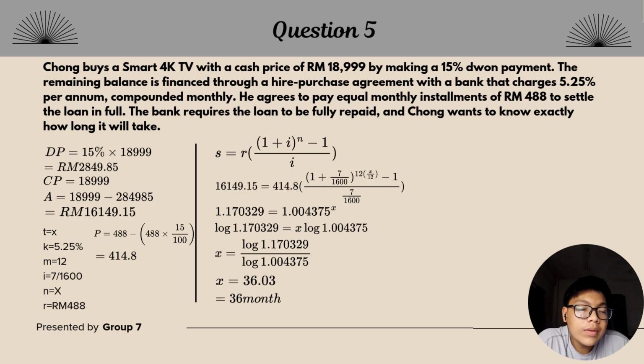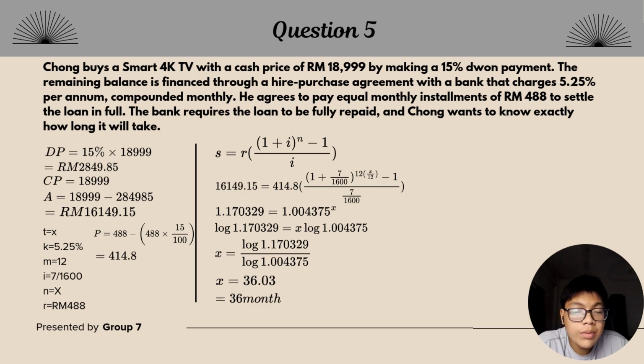Okay, for the last question, question 5: Chong buys a smart 4K TV with a cash price of 1899 by making a 15% down payment. The remaining balance is financed through a hire purchase agreement with the bank that charges 5.25% per annum compounded monthly. He agrees to pay equal monthly installments of 488 to settle the loan in full. The bank requires the loan to be fully repaid, and Chong wants to know exactly how long it will take.